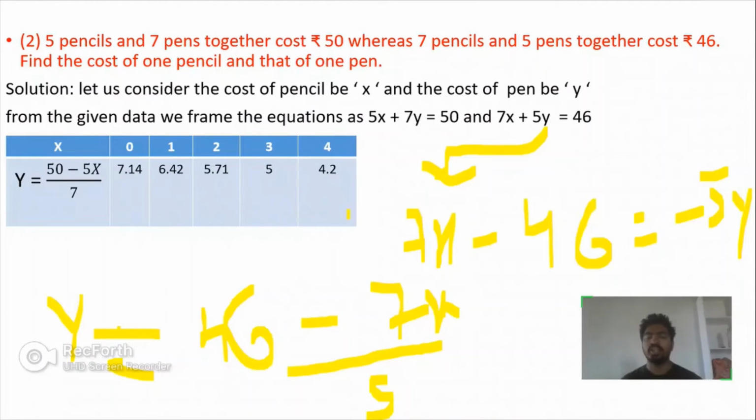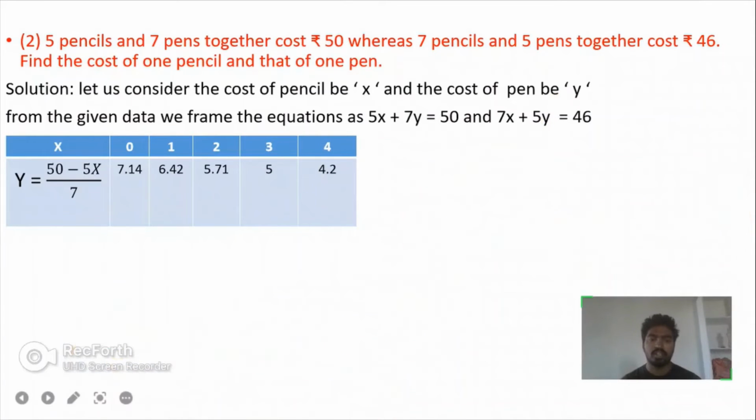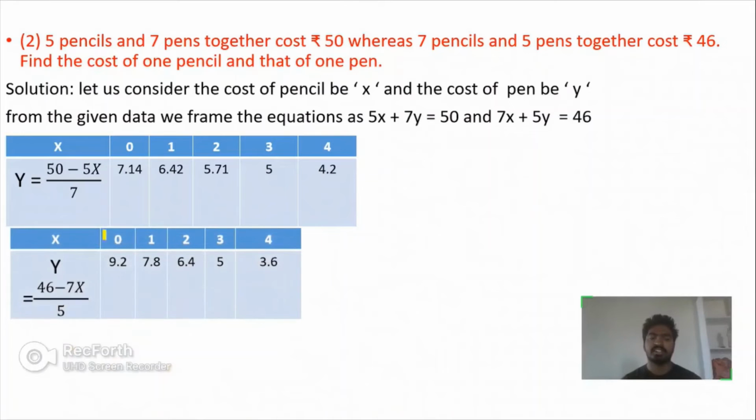So again, I want to frame a table in order to find points for the given line equation. So after framing the table, what are we getting? If I take x is equal to 0 and substitute it in y is equal to 46 minus 7x by 5, then I get y is equal to 46 minus 0 by 5, that is 46 by 5, which is equal to 9.2. So if I take x value as 1, then the corresponding value of y is 7.8.